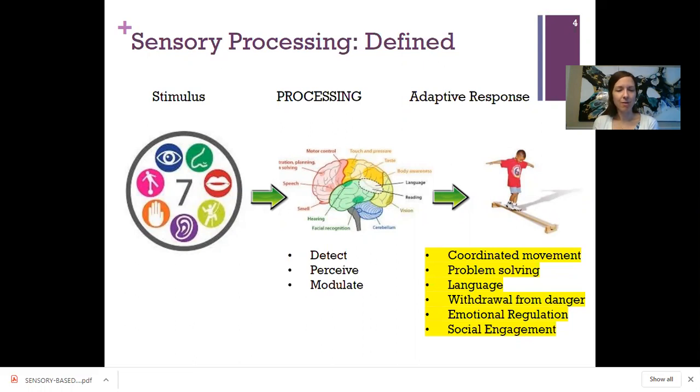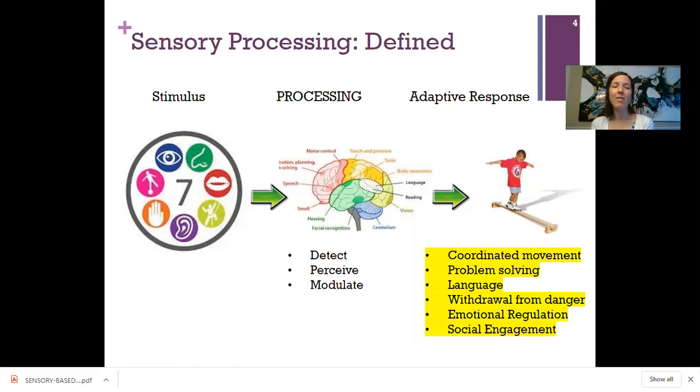It's perceived. So for example, if you're detecting tactile sensation, what kind of tactile sensation is it? Is it bumpy? Is it scratchy? Is it smooth? And then it's modulated. So that's basically when the brain is saying, how bumpy, how smooth, how scratchy, is this painful? Like how painful, what is the level? And then the outcome of sensory processing is what we call an adaptive response.